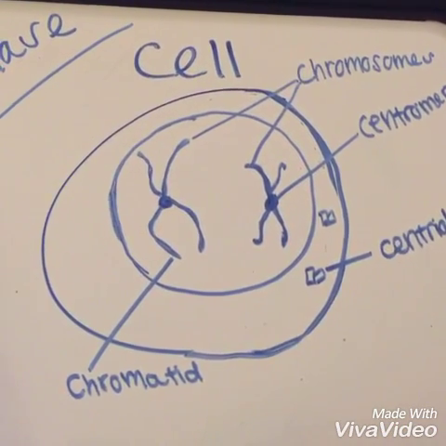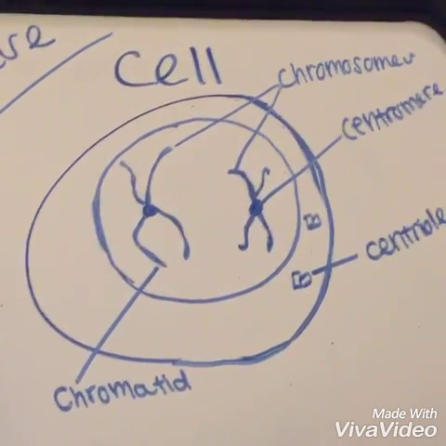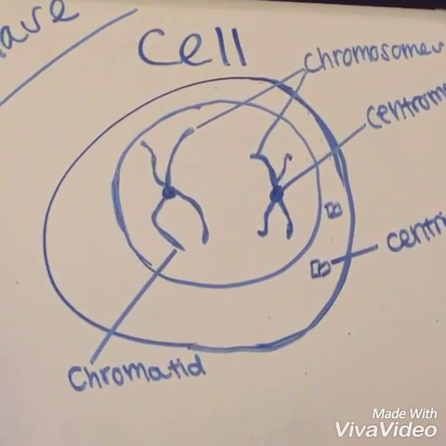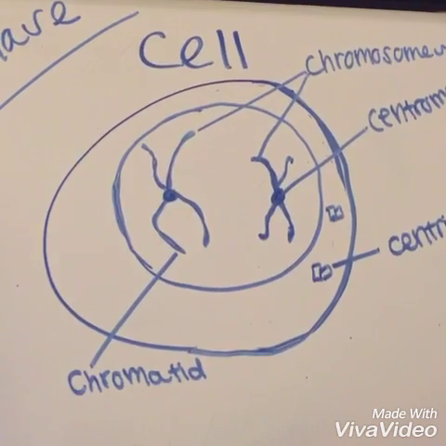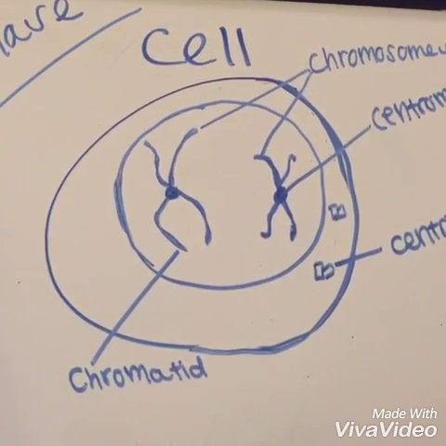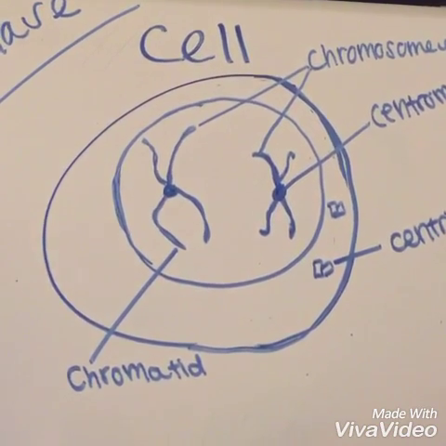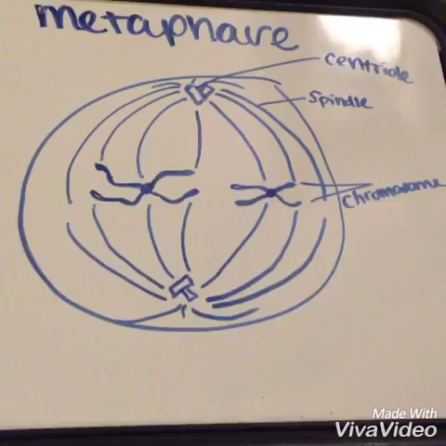In prophase, the chromosomes start to condense so that they're easier to pull apart. The mitotic spindle begins to form. The nucleolus dissolves. The nuclear envelope breaks down, and it's ready for metaphase.